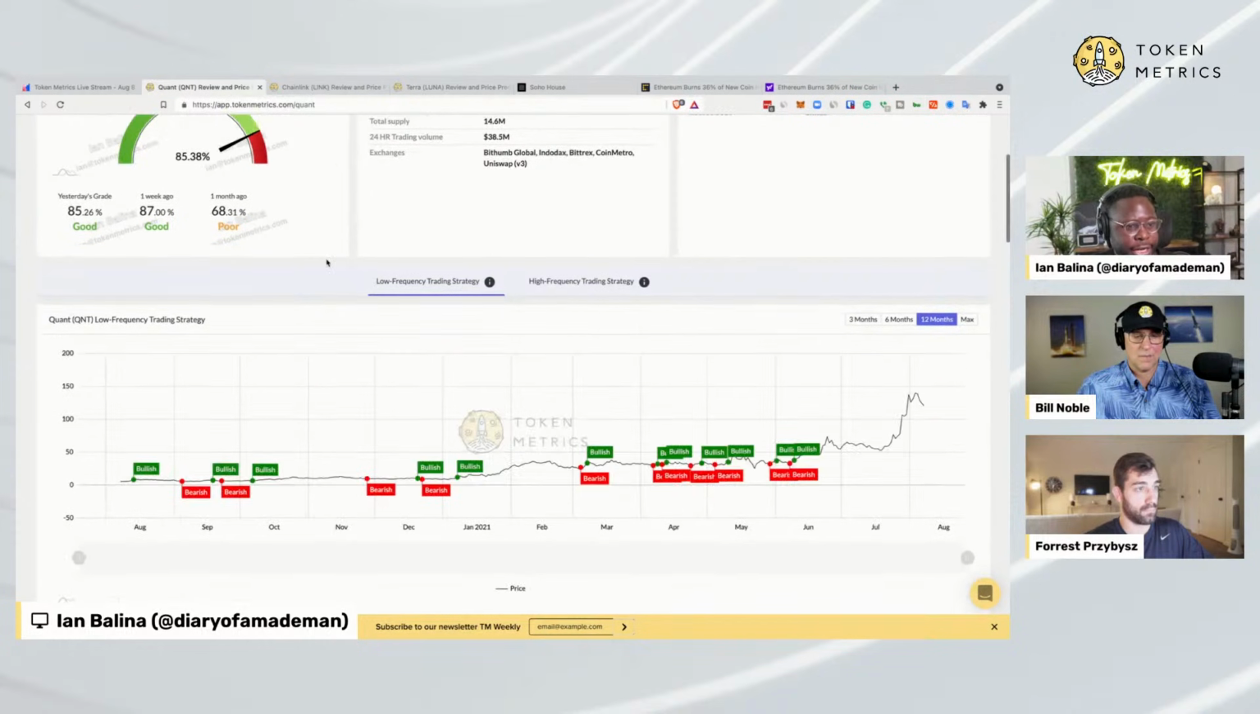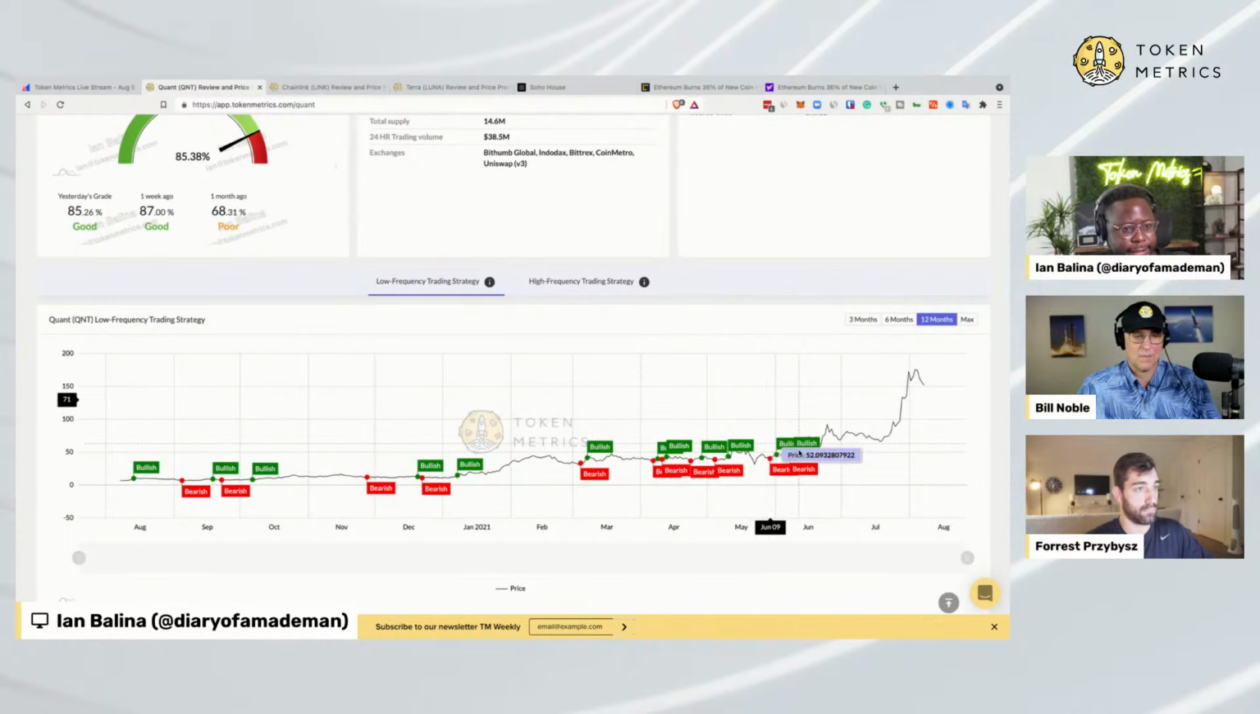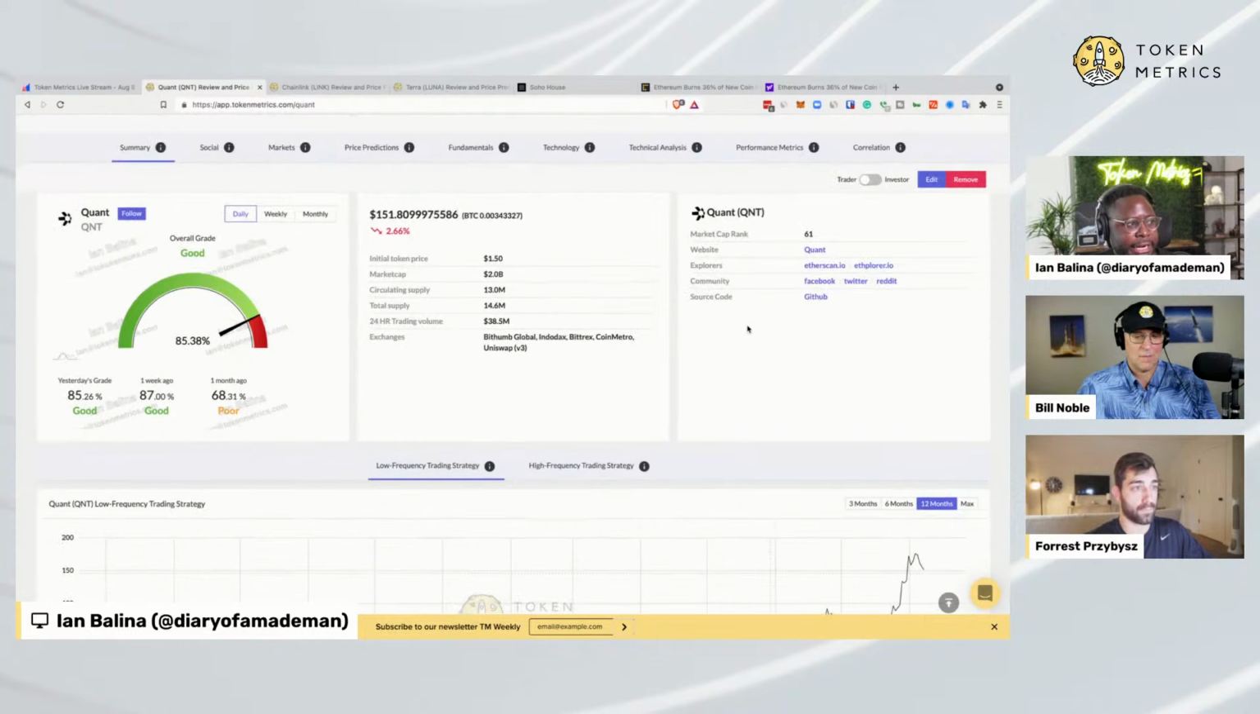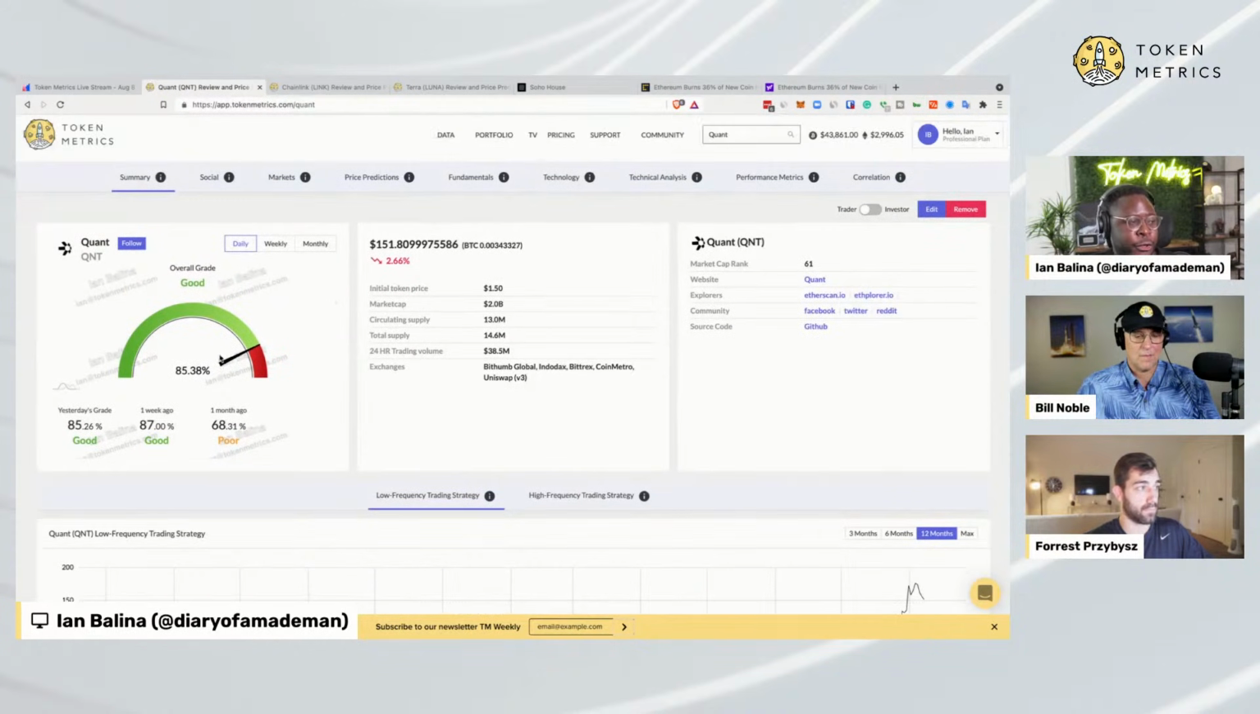So the Quant grade and a bullish trends indicator, to me, is a good sign that right now there's still money to be made. Until this turns bearish and until the grade drops below 70, that to me would be the sign to exit and take profits. Bill?